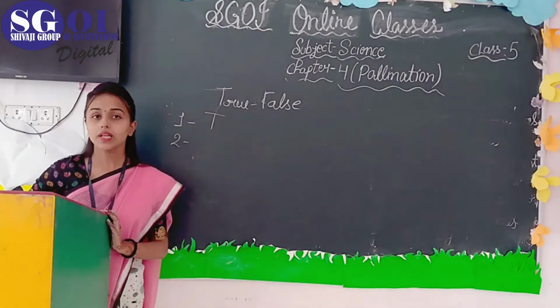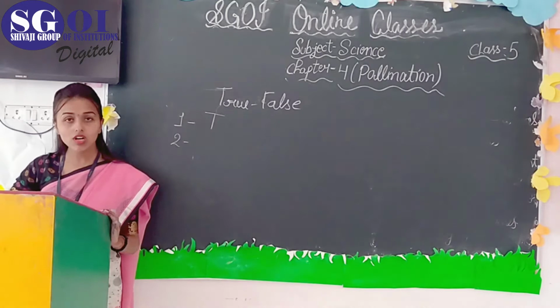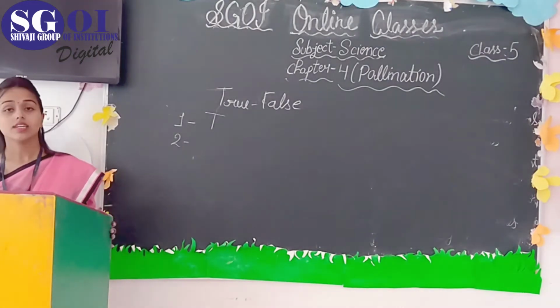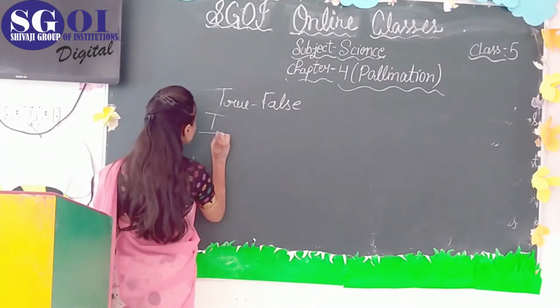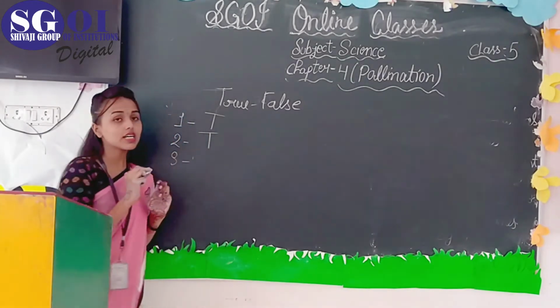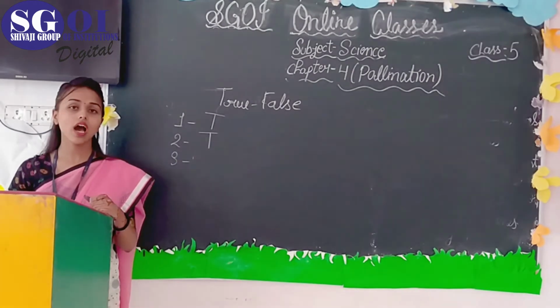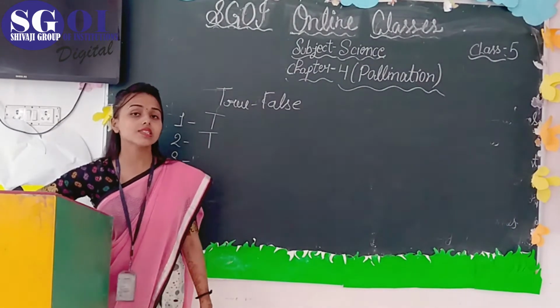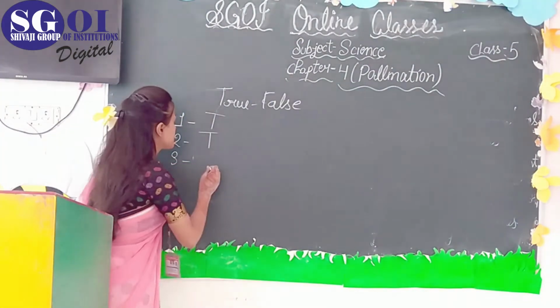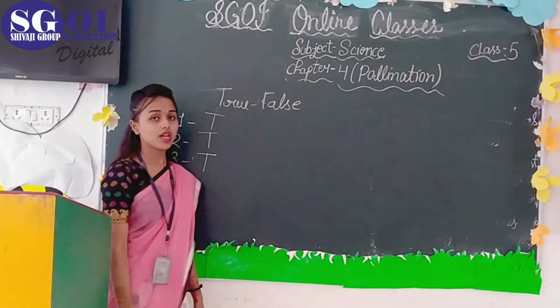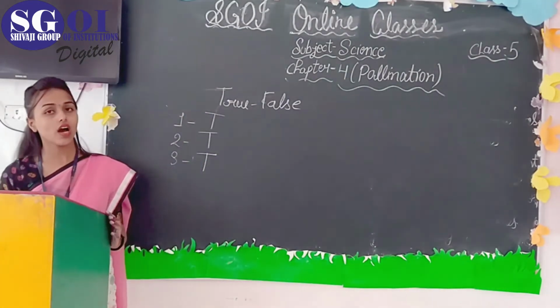So it is called a complete flower. A complete flower consists of four whorls. Is it true? It is true. Now third: stamen is called the main reproductive organ of a flower. Is it true or false? It is true. Stamen is the male reproductive part of a flower.